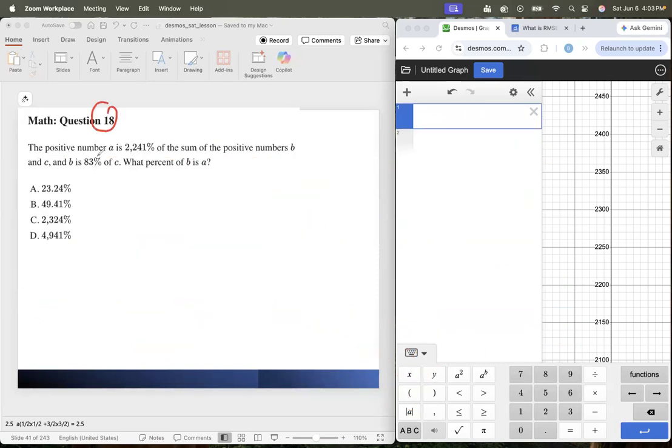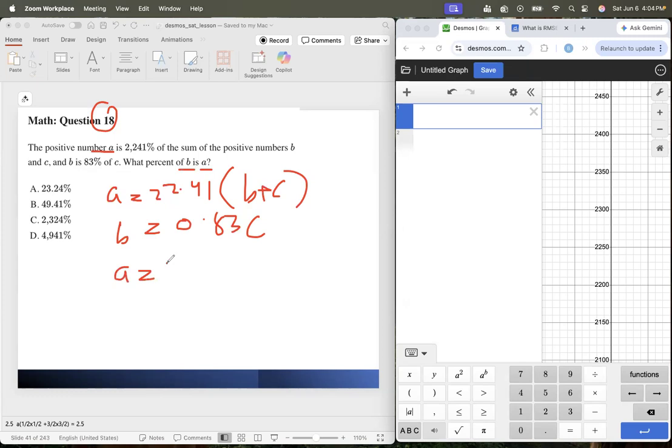Straightforward. Question 18. A positive number A is 22.41% of the sum of B plus C. And they said B is also 0.83 of C. What percent of B is A, right? So A is what percent of B?